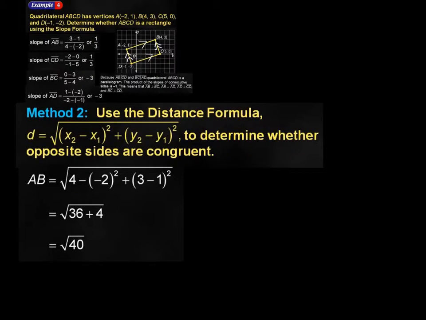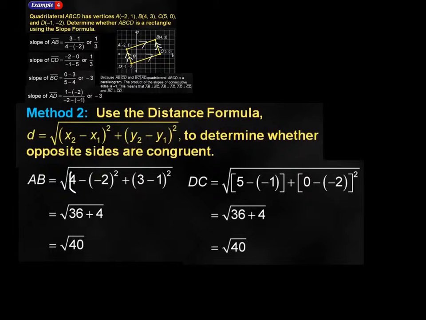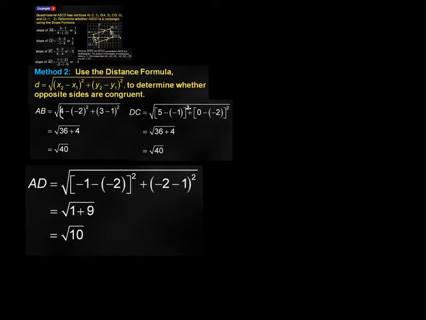If we use the distance formula to find the length of AB, the difference in the x's would be 4 minus negative 2, so 6 squared is 36, plus the difference in the y's, 3 minus 1 squared, so 2 squared is 4. So we have the square root of 40 for AB. To find DC, we have the difference in the x's squared plus the difference in the y's squared. So 36 plus 4 is also the square root of 40. That's good. And we're still going. We're finding the length of all four sides.